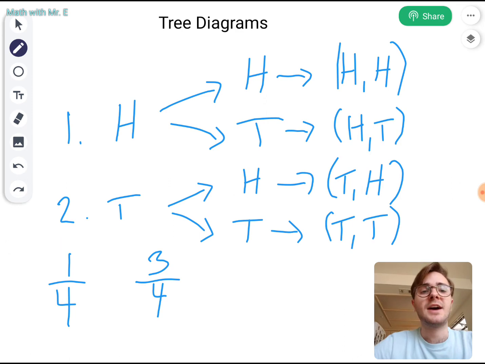So this is a look at how we can use a tree diagram to help list out multiple events with probability.